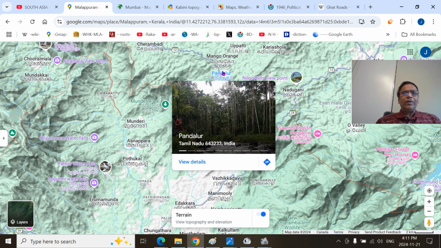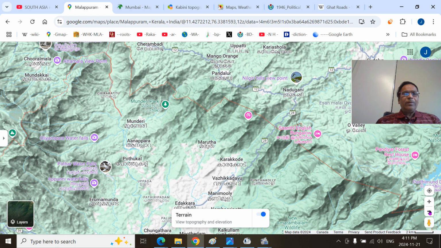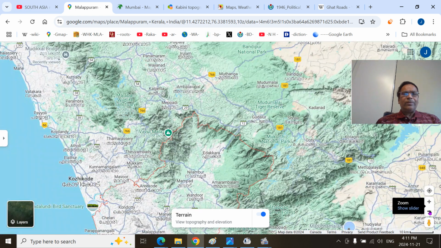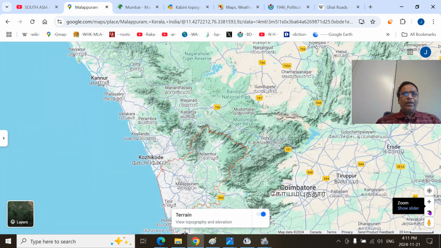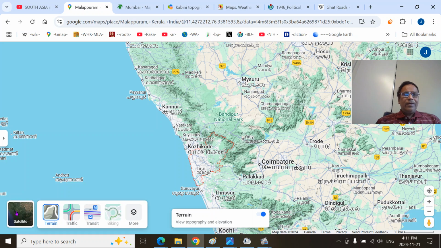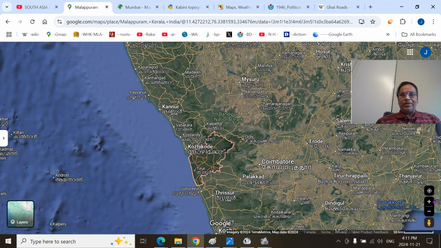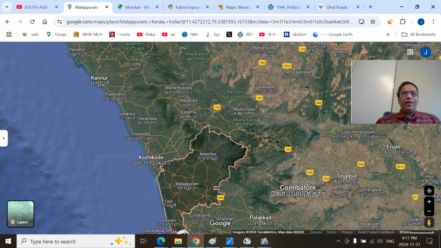You can see the Pandalur there. Maybe the road is not shown in the different map. I will show you in the different map. So I have just highlighted the Malappuram district here. That's the Malappuram district here. And Nilambur is part of Malappuram district, Malappuram Manjeri.